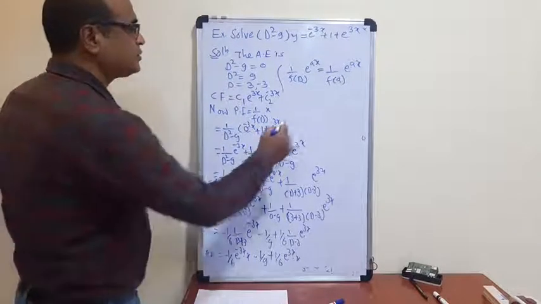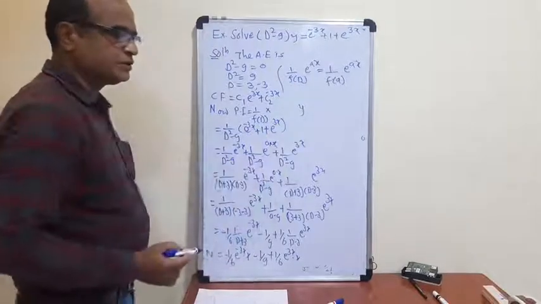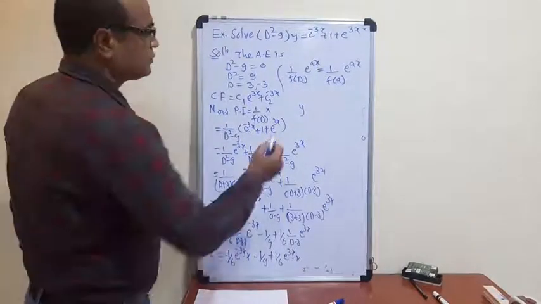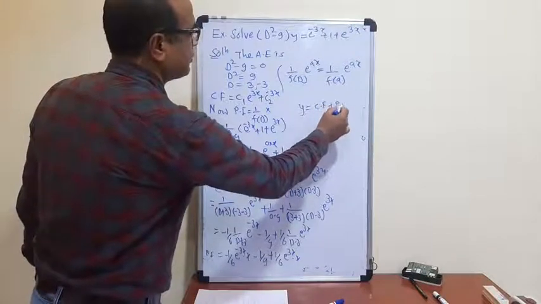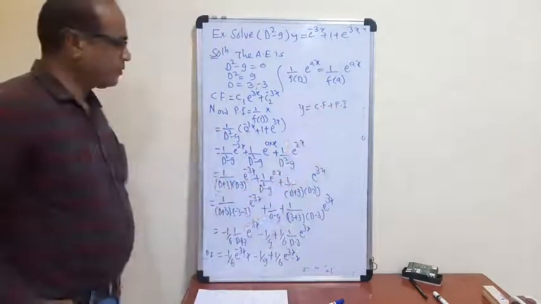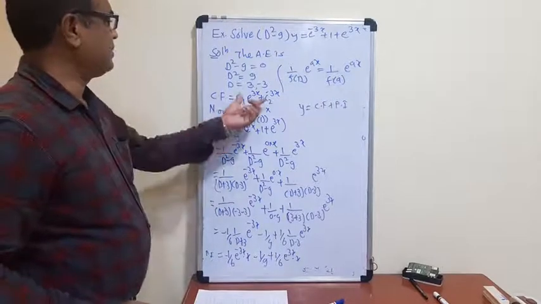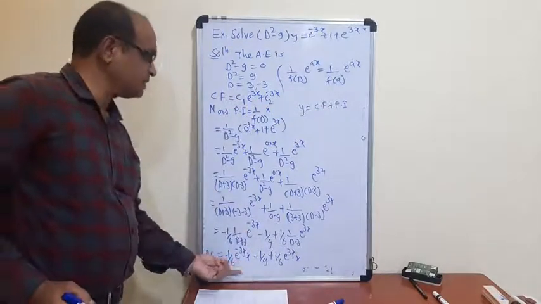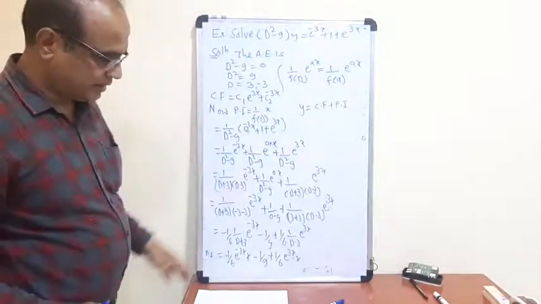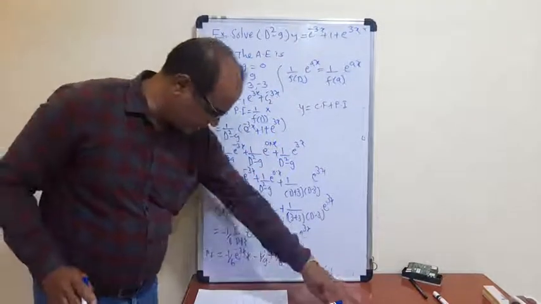Okay. So what is the solution here? This solution is y is equal to CF plus PI, particular integral. So what is the CF? CF is this right here, plus the particular integral is this right here. We get the complete solution.